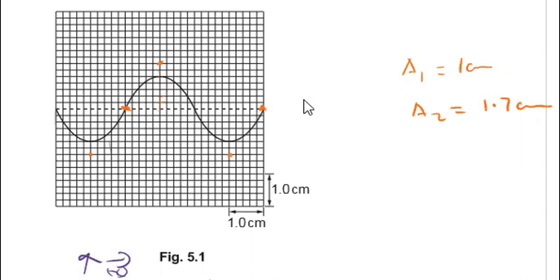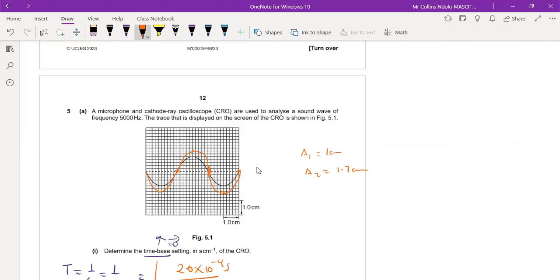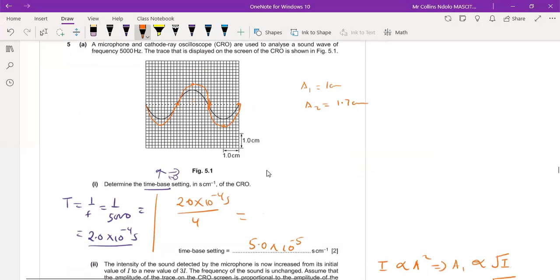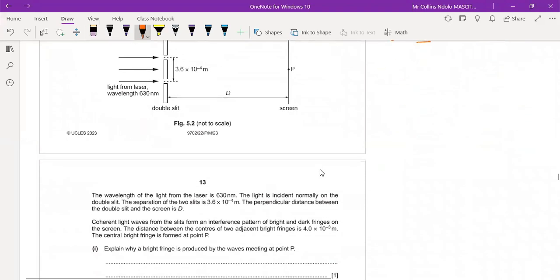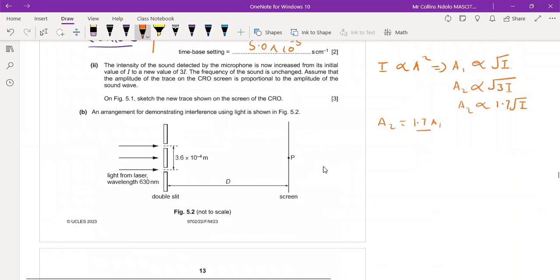So we do a sketch. Remember, the period doesn't change. Sorry, it has to pass through this particular point. Something like that. So just make yours smooth, but the amplitude must be clearly indicated at 1.7. Okay, good. Now we look at an arrangement for demonstrating interference using light, shown in figure 5.3.